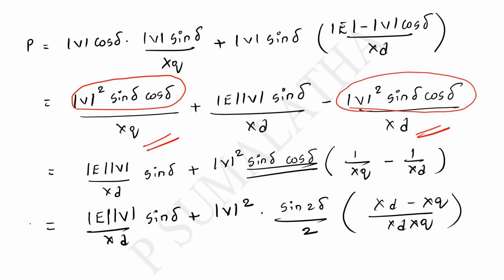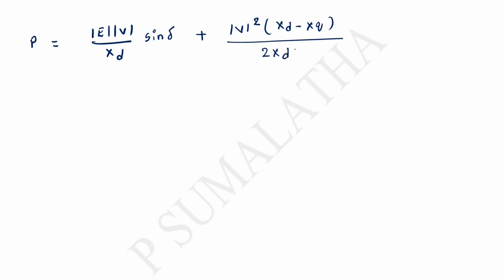That's it. So the power angle equation of the salient pole synchronous machine is |E||V| divided by Xd into sin δ plus |V|² into (Xd minus Xq) divided by 2 Xd Xq into sin 2δ. So this is the complete power angle equation of the salient pole synchronous machine.